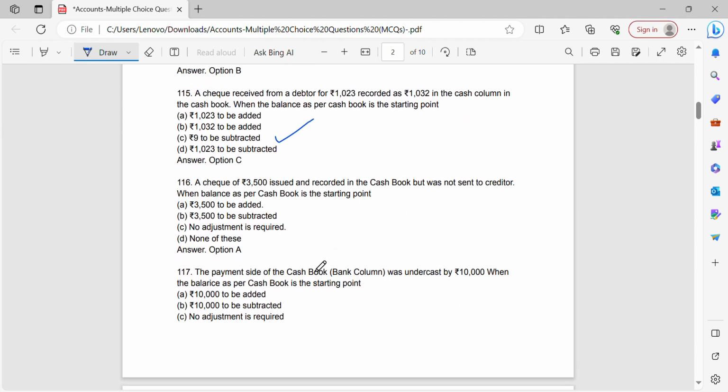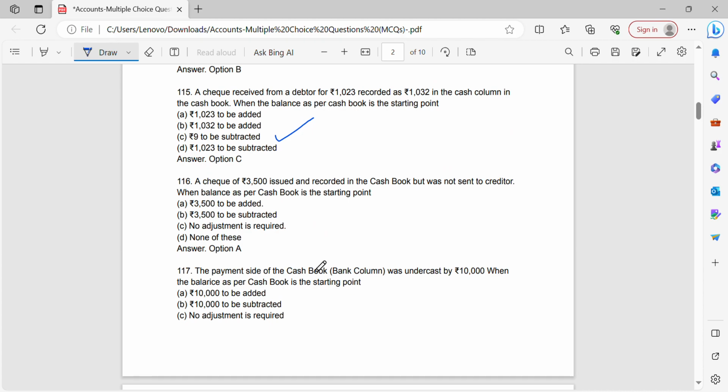The next question is a check of 3,500 issued and recorded in the cash book but was not sent to a creditor. When balance as per cash book is the starting point, the options are A 3,500 to be added, option B 3,500 to be subtracted, option C no adjustment is required, option D is none of this. The answer of the question is option A, 3,500 to be added.